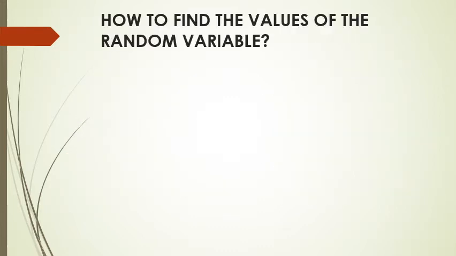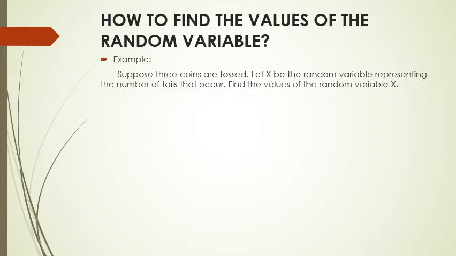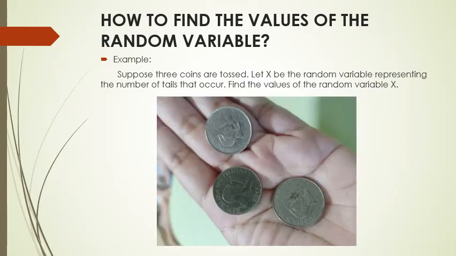Next, we will find the values of the random variable. For example, suppose 3 coins are tossed. Let x be the random variable representing the number of tails that occur. The problem now is to find the values of the random variable x. We will record the outcomes for each toss of the three coins.